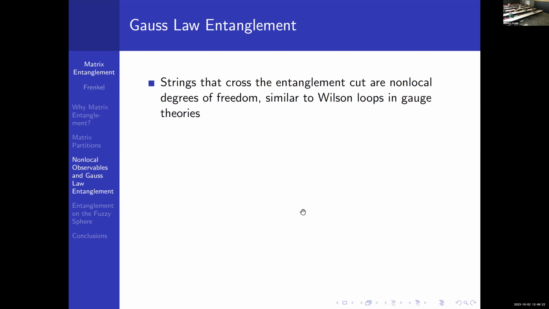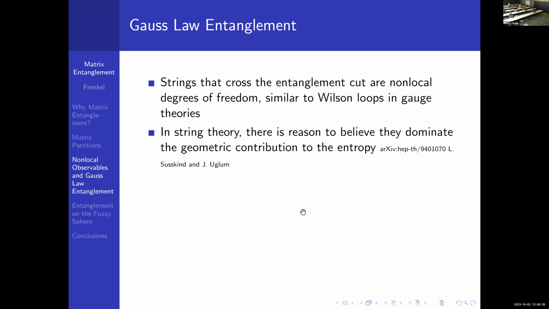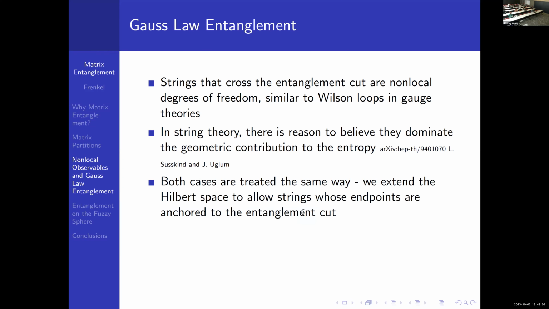So in particular, they're similar to Wilson loops in gauge theories. And again, in string theory, there's a reason to believe that they dominate the geometric contribution to the entropy. So it's what we try to understand from the matrix perspective. And the point is going to be that both cases are treated the same way. We extend the Hilbert space to allow strings whose endpoints are anchored to the entanglement cuts.